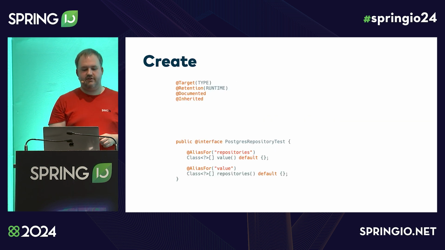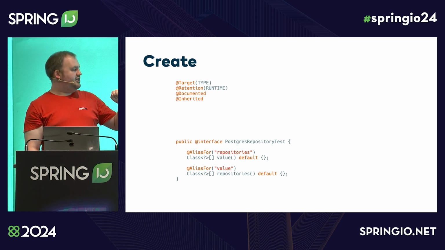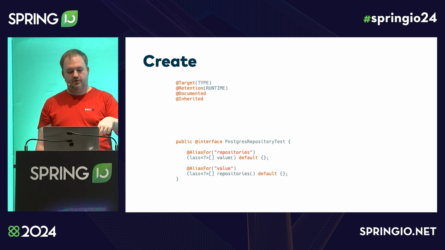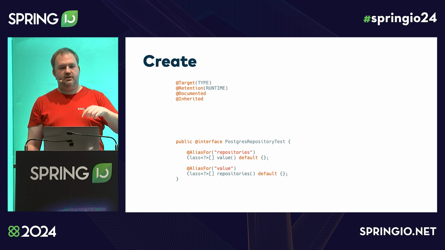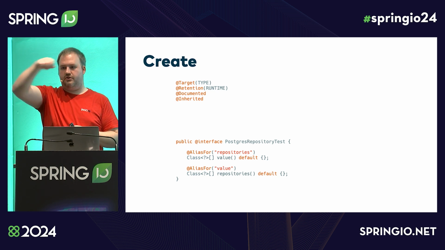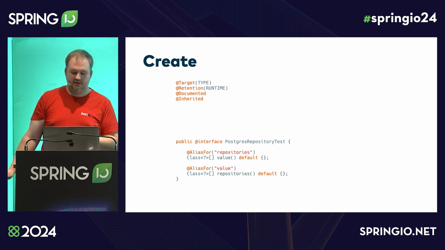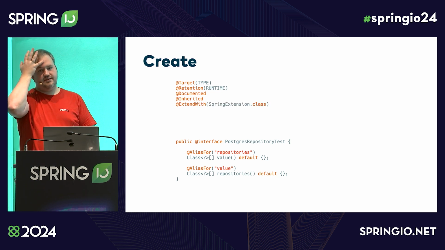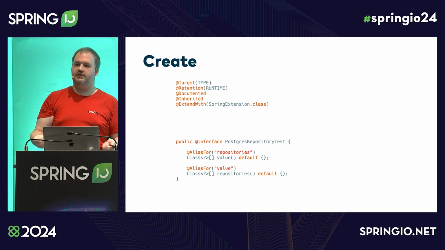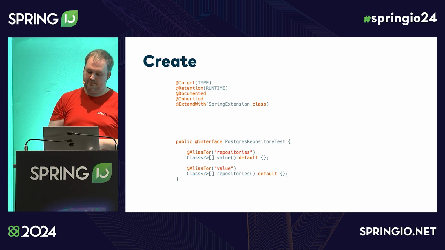And so everything starts again with that annotation, Postgres repository test. And we have two properties, repositories and value. And this alias for just means you can use either value or repositories. Value allows you to not write repositories equal to. I think you all know that. So what's next? A test slice usually is a Spring extension or needs a Spring extension because we need access to the application context. So we add that.